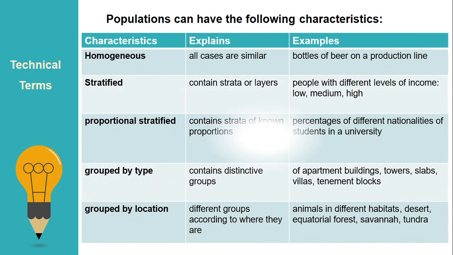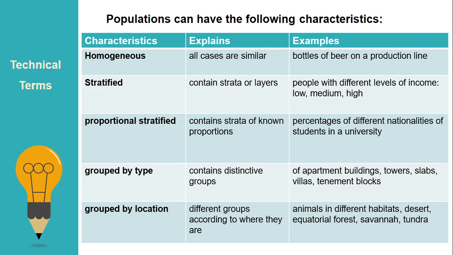Here are some technical terms. First of all, we will discuss the characteristics of the population. Each population has some characteristics. One is homogeneous. The population is homogeneous if all cases are similar. For example, bottles of water produced in a factory are all similar. Bottles of beer and bottles of water are all similar, and they have a homogeneous characteristic.